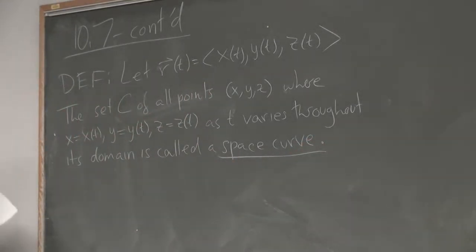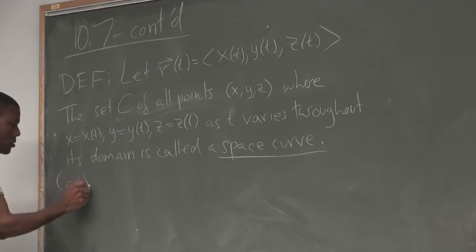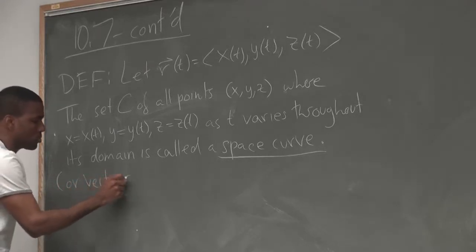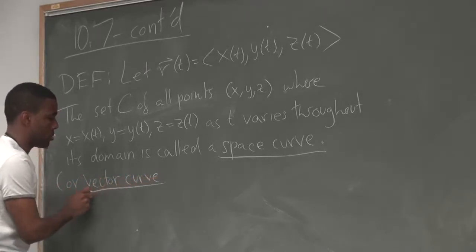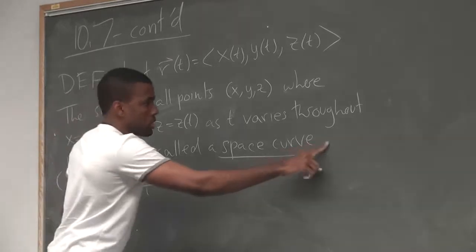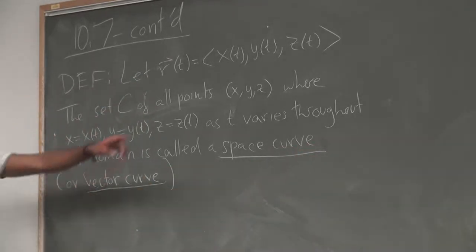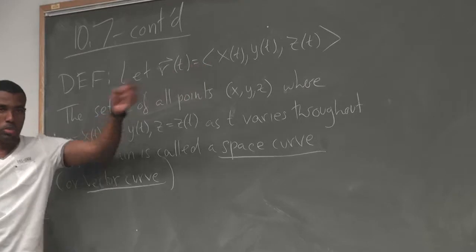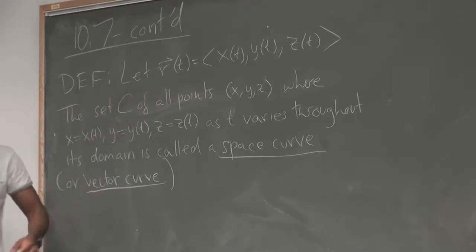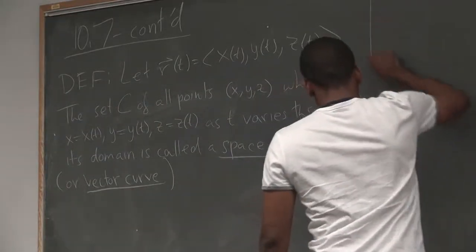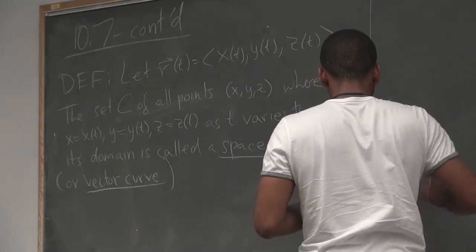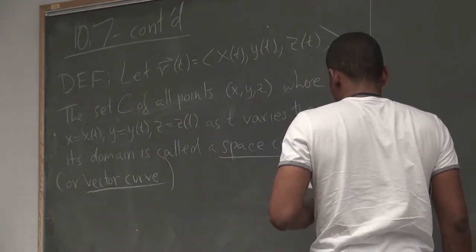Define what a space curve is. Let's clarify, we know it's a curve because there's only one parameter. It means it has one dimension, so we can call it a curve, not a surface. Right? There's only one parameter, t.